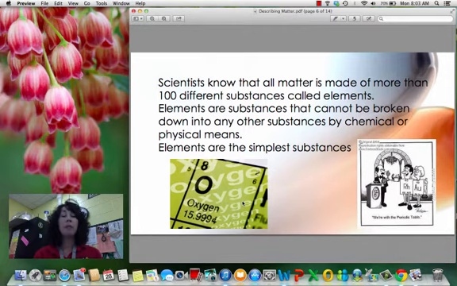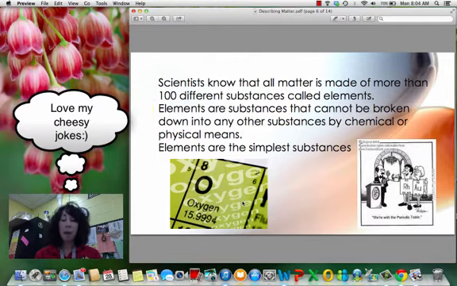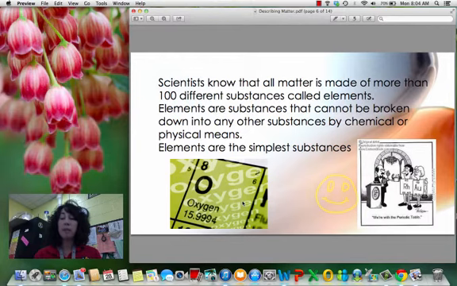Scientists know that matter is made up of more than 100 different substances, and those substances are called elements. Elements cannot be broken down into anything simpler by chemical or physical means. Elements are the simplest substance.